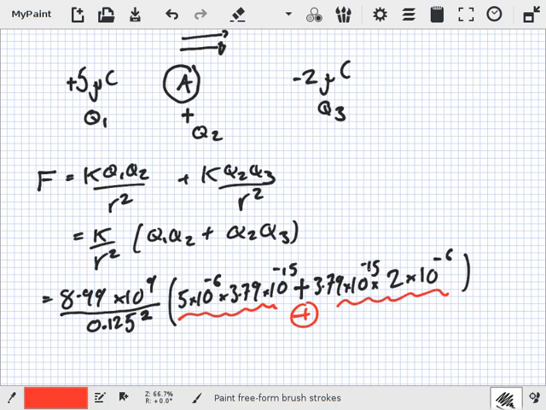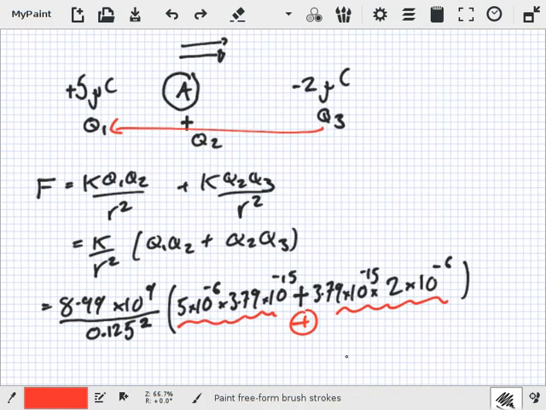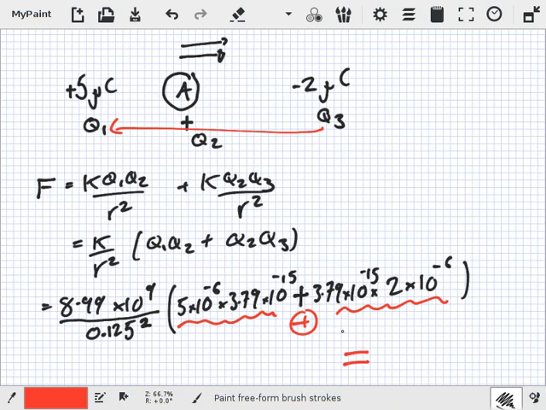Do you want to bash that into the calculator and see what you get? The R is 0.250, or 250 is the distance from here to here, I believe. Yeah, see if we get the same answer.